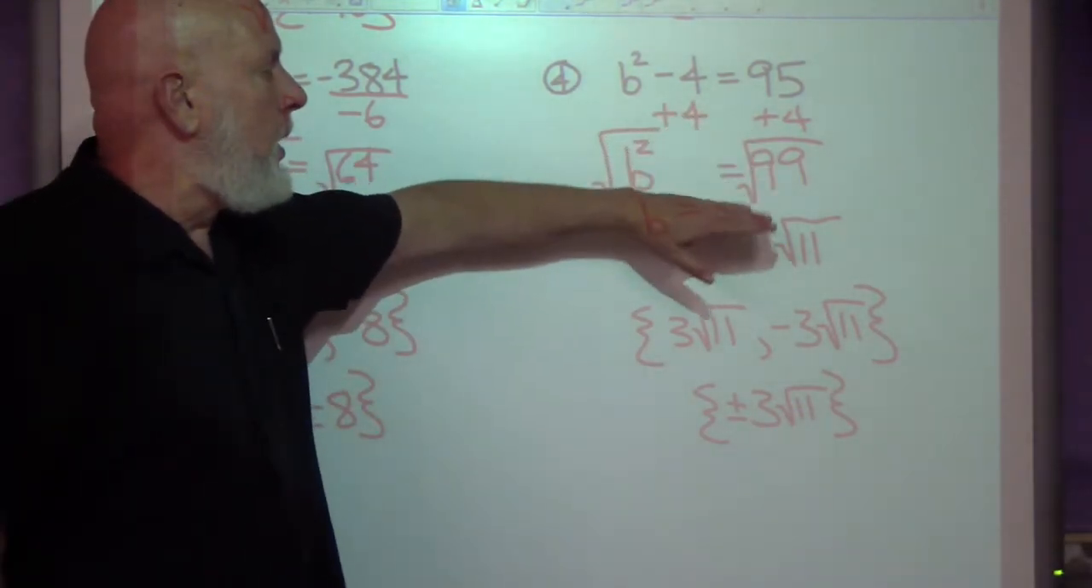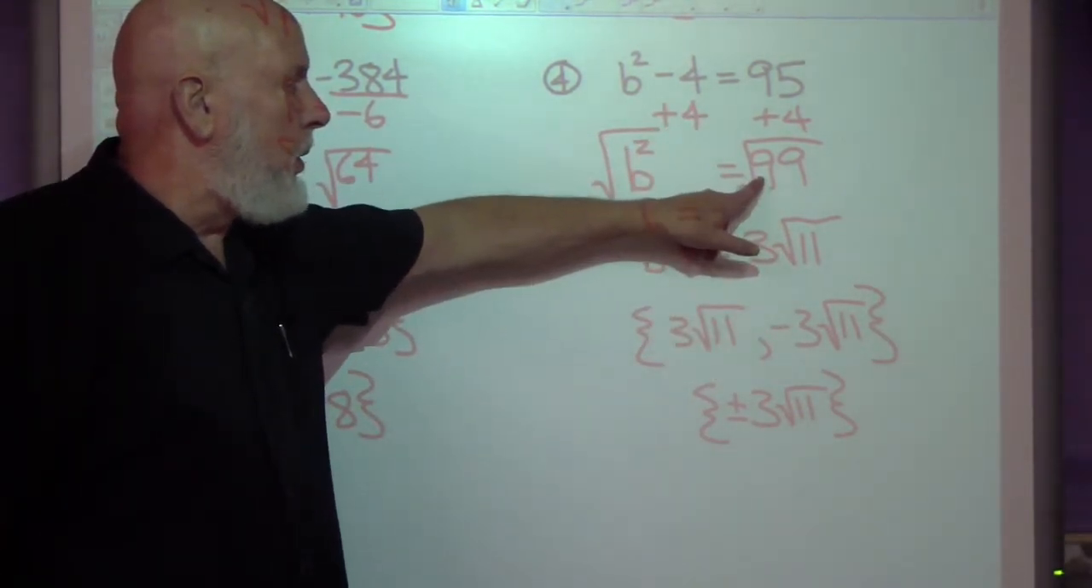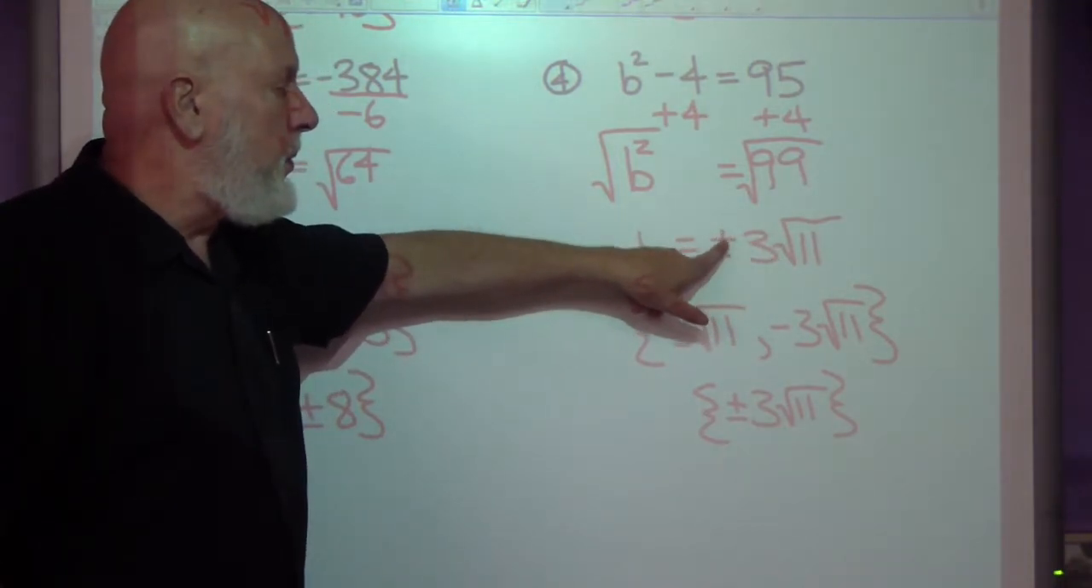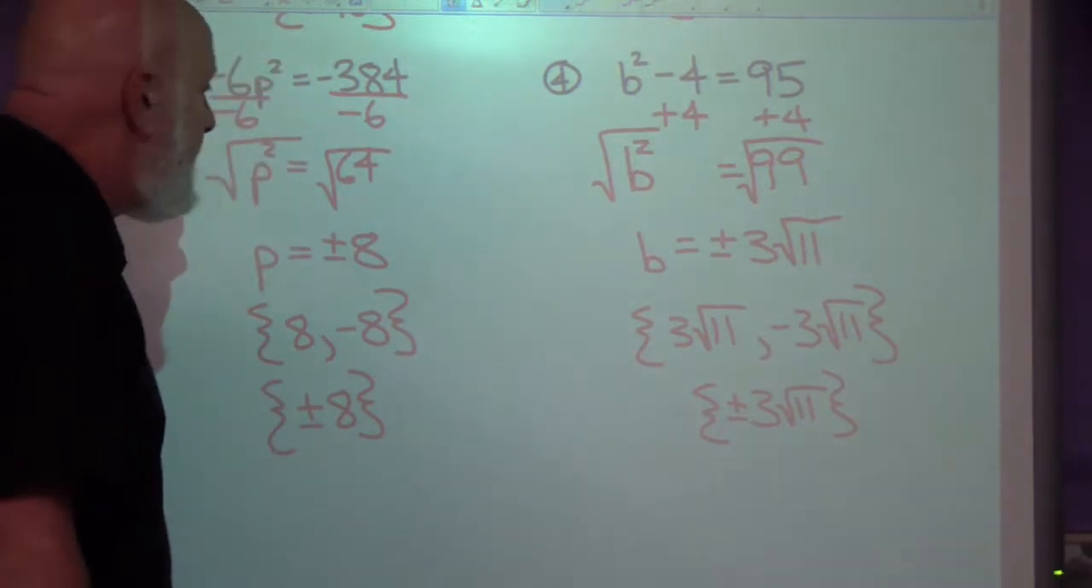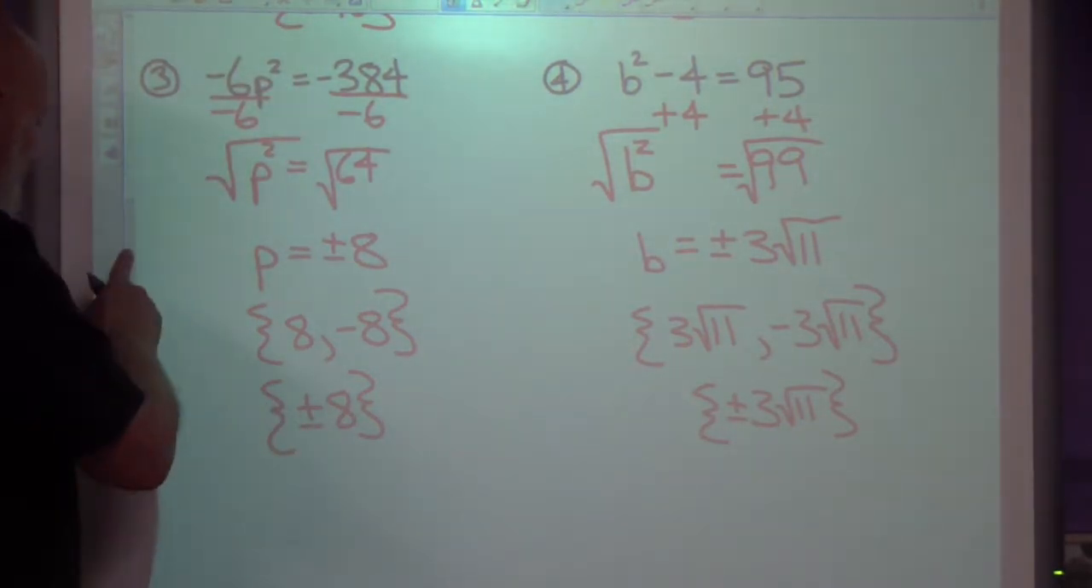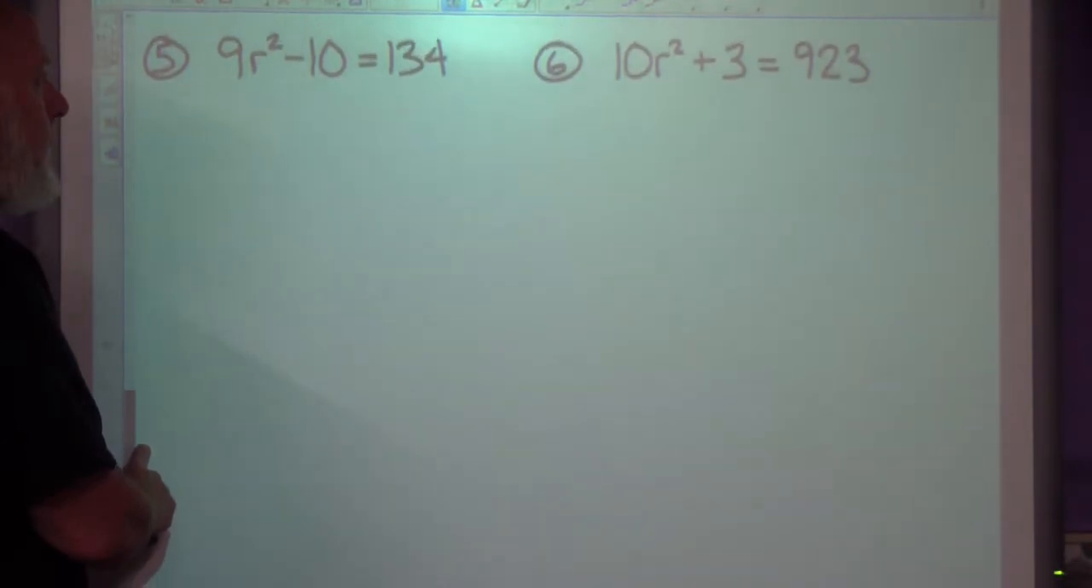Added 4 to both sides, took the square root of both sides. Square root of 99 is 3 radical 11. We included both positive and negative possibilities. There we are. Let's take a look at another one, if we have any more. Hey, we got a couple more.